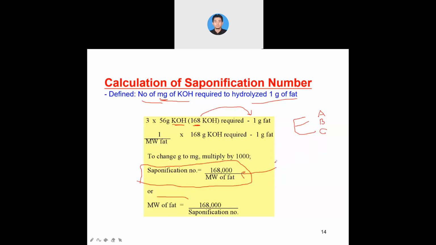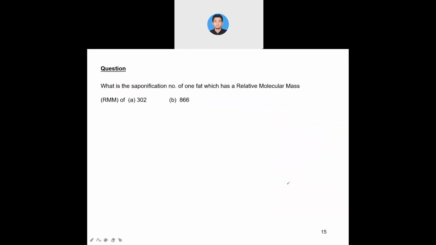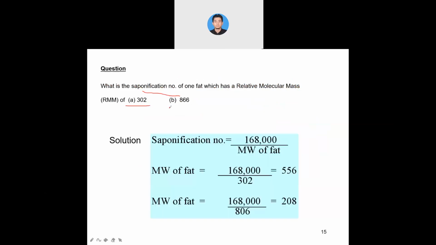In the exam, sometimes the molecular weight is already given, so you just use the molecular weight. Or sometimes they only give the structure, so you need to count the number of carbon, oxygen, and hydrogen, get the molecular weight, and use this formula. For example, in this question, what is the saponification number? One of the fats has the RMM, first A 302, B 866. You just use the formula, and then you get this answer for A and this answer for B.